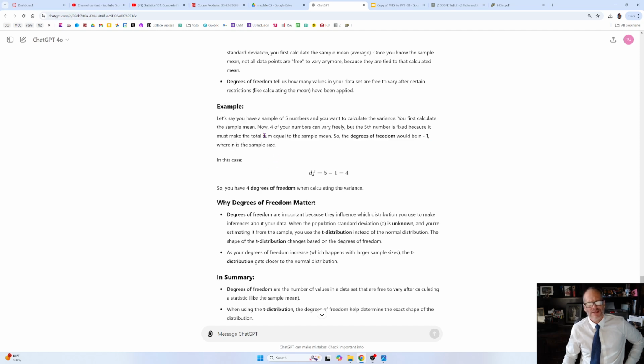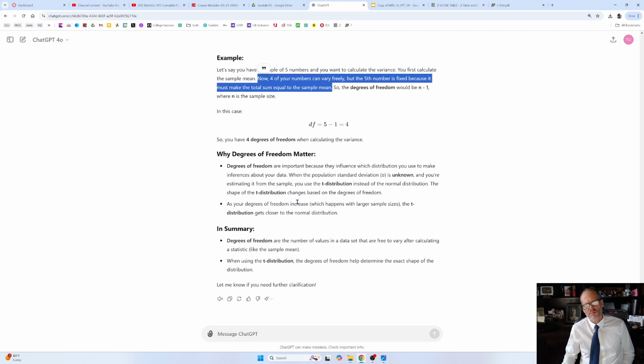I don't quite get that. Say you have a sample of 5 numbers. You want to calculate the variance. You calculate the mean. Now 4 of your numbers can vary freely. Okay, but the 5th number is fixed because it must make the total sum equal to the sample mean. That doesn't make sense to me. So you have 4 degrees of freedom when calculating variance.